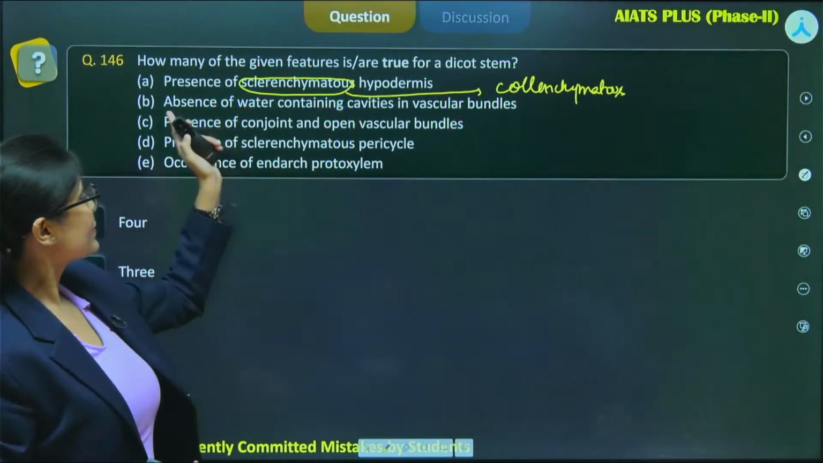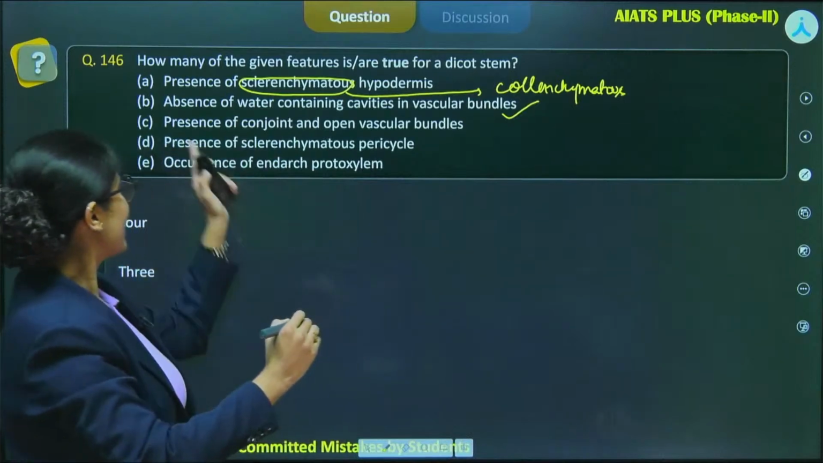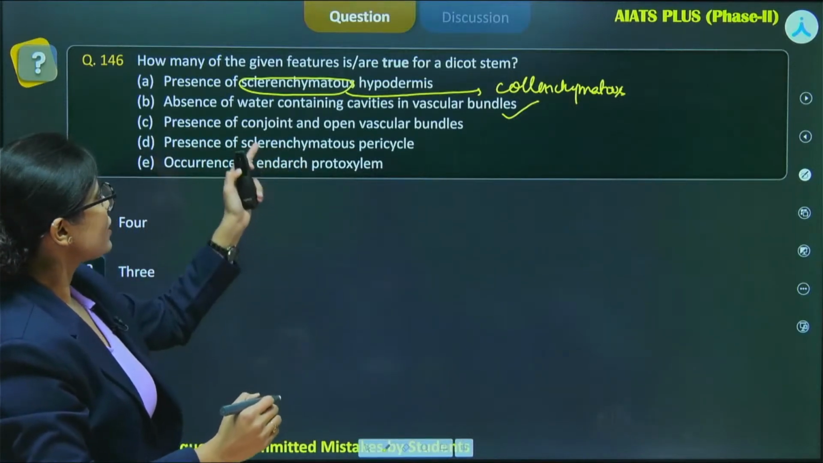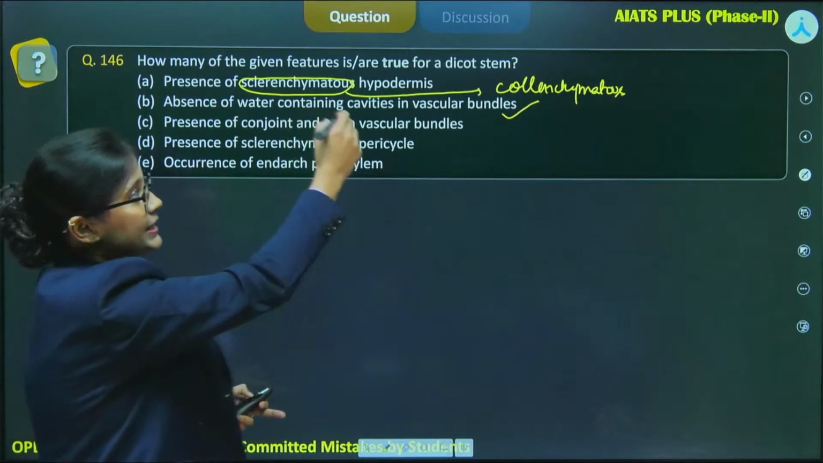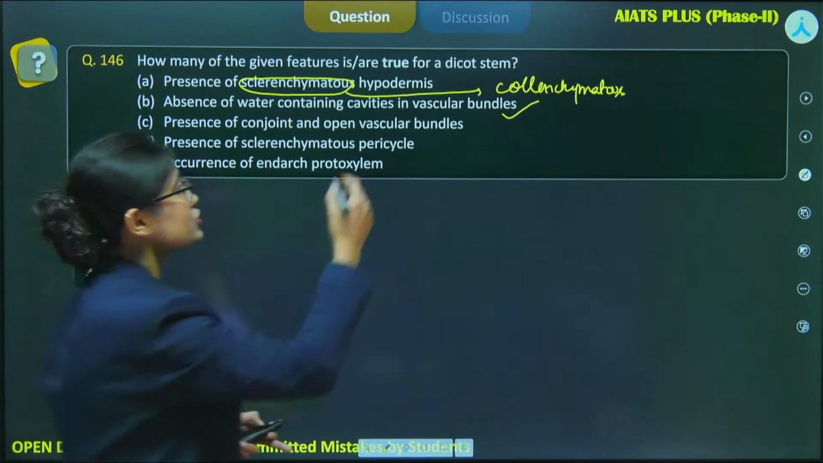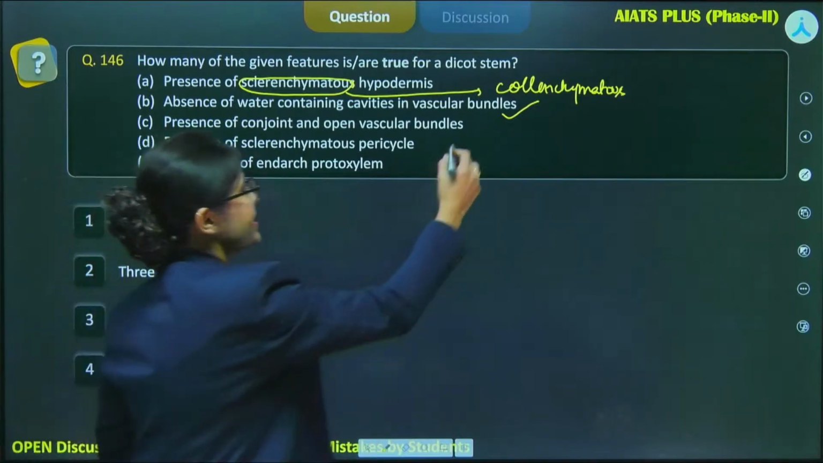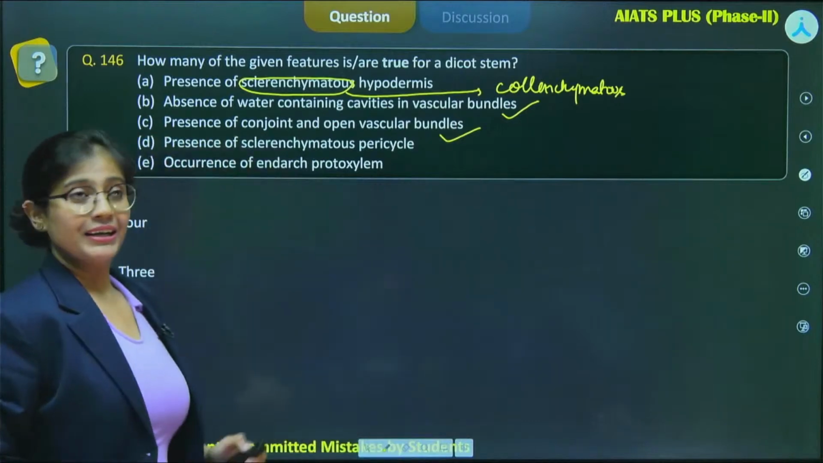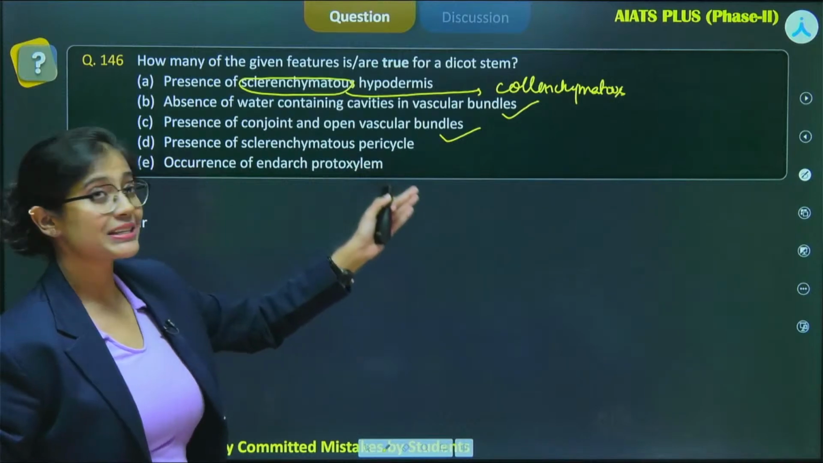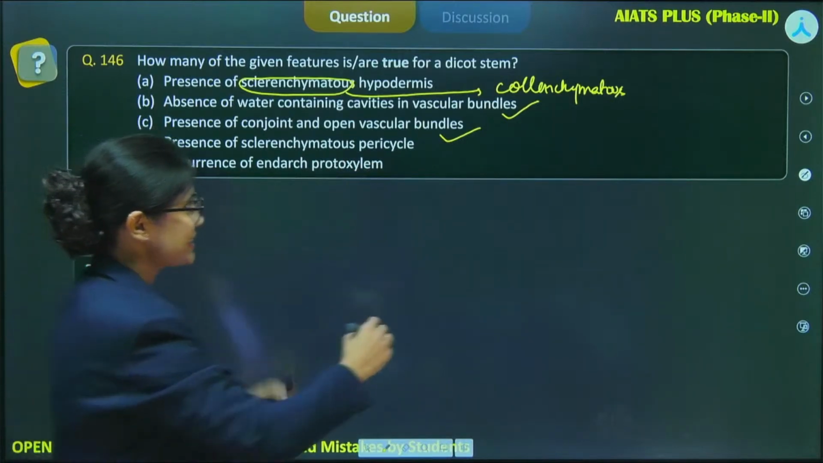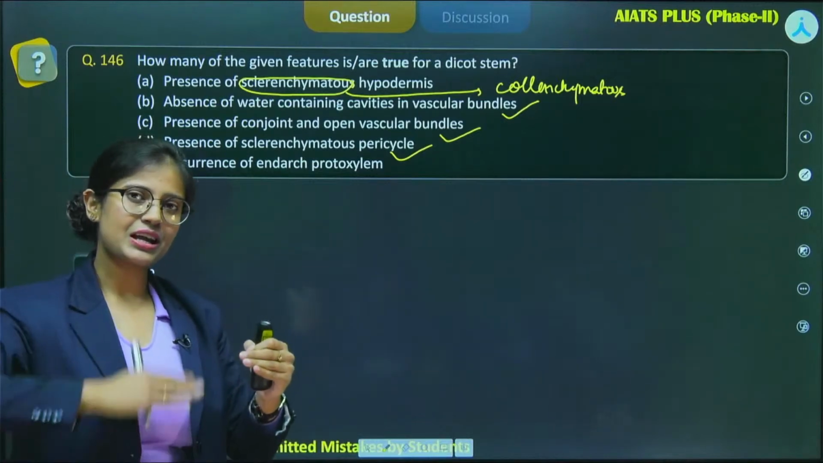Now let's see the question which says absence of water containing cavities. So yes, it is true for dicot stem. Third feature which says presence of conjoint and open vascular bundle. So yes, it is absolutely true, as dicot stem will undergo secondary growth which requires the presence of cambium. That's why it is known as open. Now, this is also the correct feature. Next one is presence of sclerenchymatous pericycle. So yes, it is also true. Pericycle is present beneath the endodermis and above the phloem.